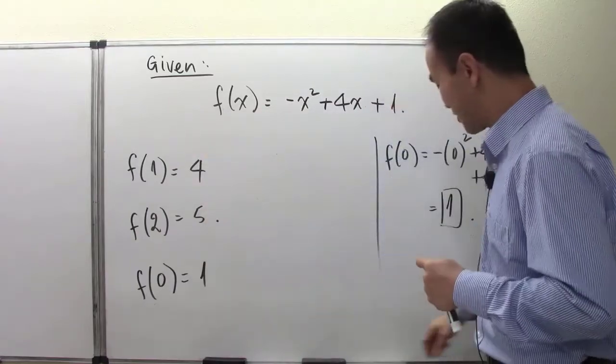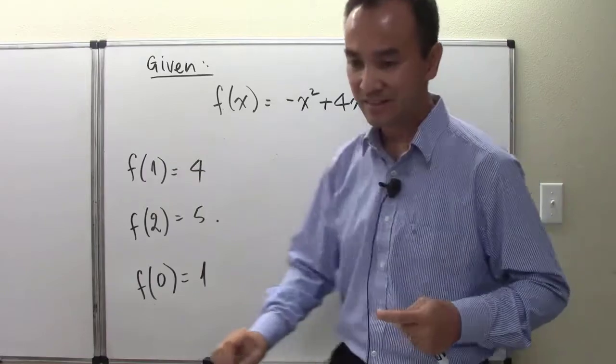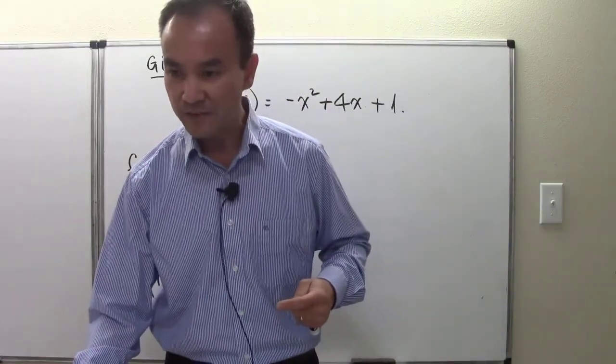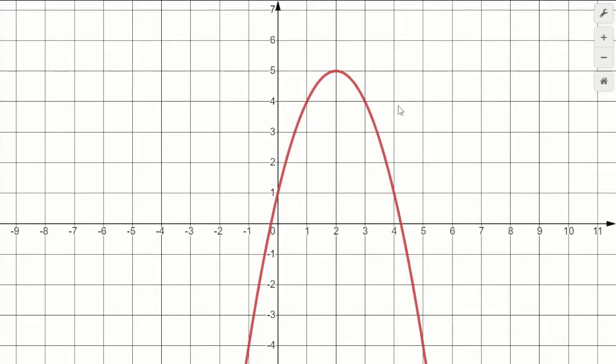Now the graph of this function is the following. This is the graph of our function minus x squared plus 4x plus 1, the graph for f of x. Let's look at the following point. This was that point (0, 1), where the input is 0 and the output is 1.